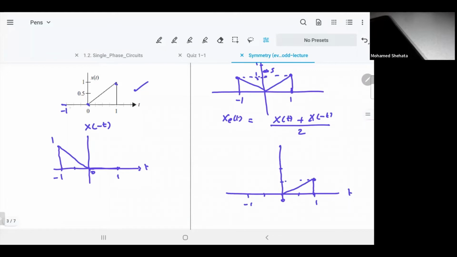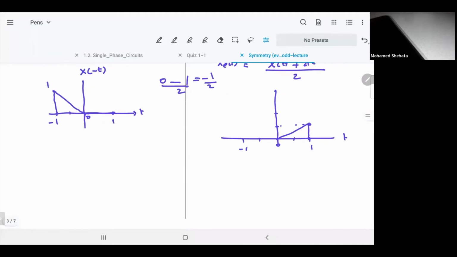I'm subtracting. Now you go subtract from this one. At t, I'm subtracting x(t) minus x(-t). So at t equal -1, the value is equal to 0, and I'm subtracting the value of x(-t), which is equal to 1. So what is the value? -1. Divide by 2, what do you get? -half. So at -half, I have the point. So what did you get? An odd function.